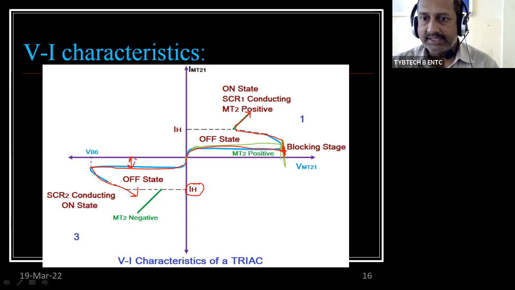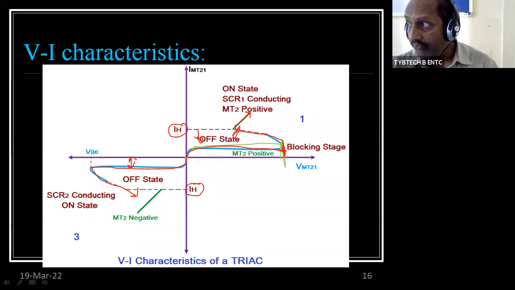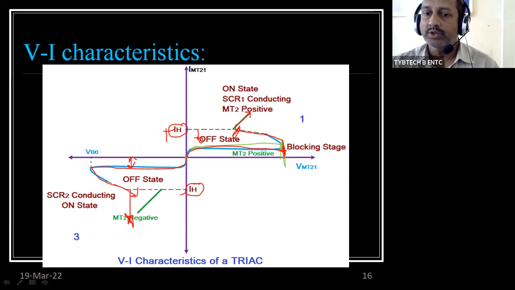And this is the IH, which is also important. Even though it is crossing this particular point, up to here, below the holding current, the triac will be off. That is also additional, we are supposed to note. This is a positive IH and this is a negative IH. So only here is the triac going to be turned on.